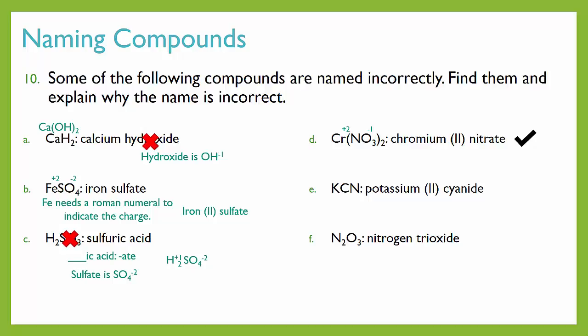The problem with this one is that we know that the charge of potassium is always +1. It's not a transition metal. Therefore, I don't need that Roman numeral. So I should just call this potassium cyanide.